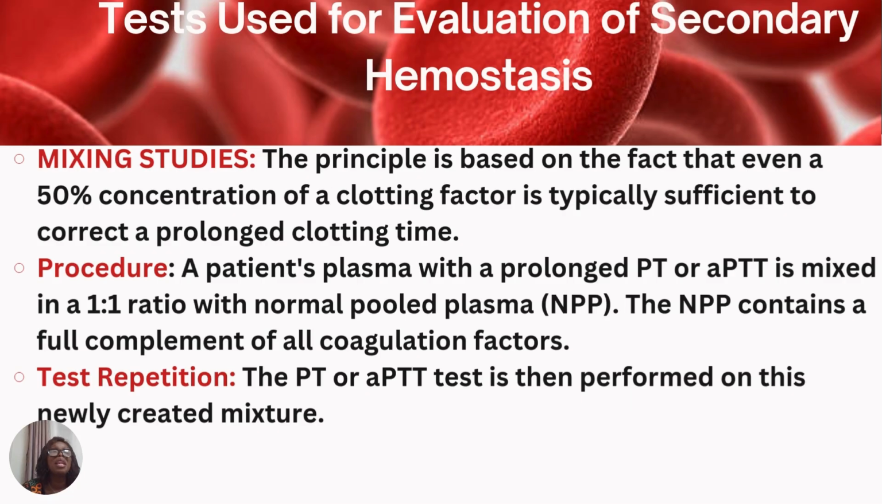Now, the procedure involves a patient plasma with a prolonged PT. You must have done a PT or aPTT on a patient plasma and it's prolonged. It's the patient plasma that you will now mix in a 1:1 ratio with normal pooled plasma. This normal pool plasma is obtained from a normal individual and contains the full complement of all coagulation factors. Then you will use the mixture of normal pool plasma and the patient plasma to repeat either the PT or aPTT test.